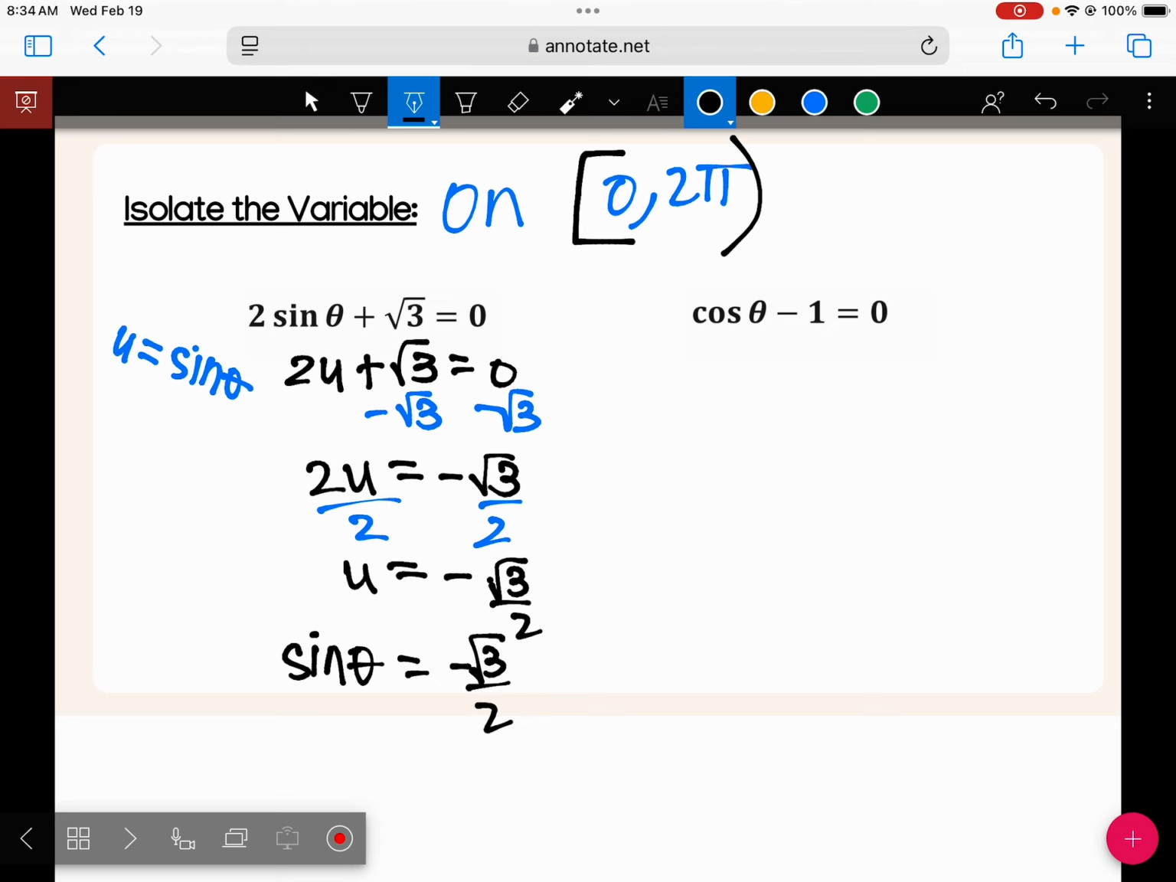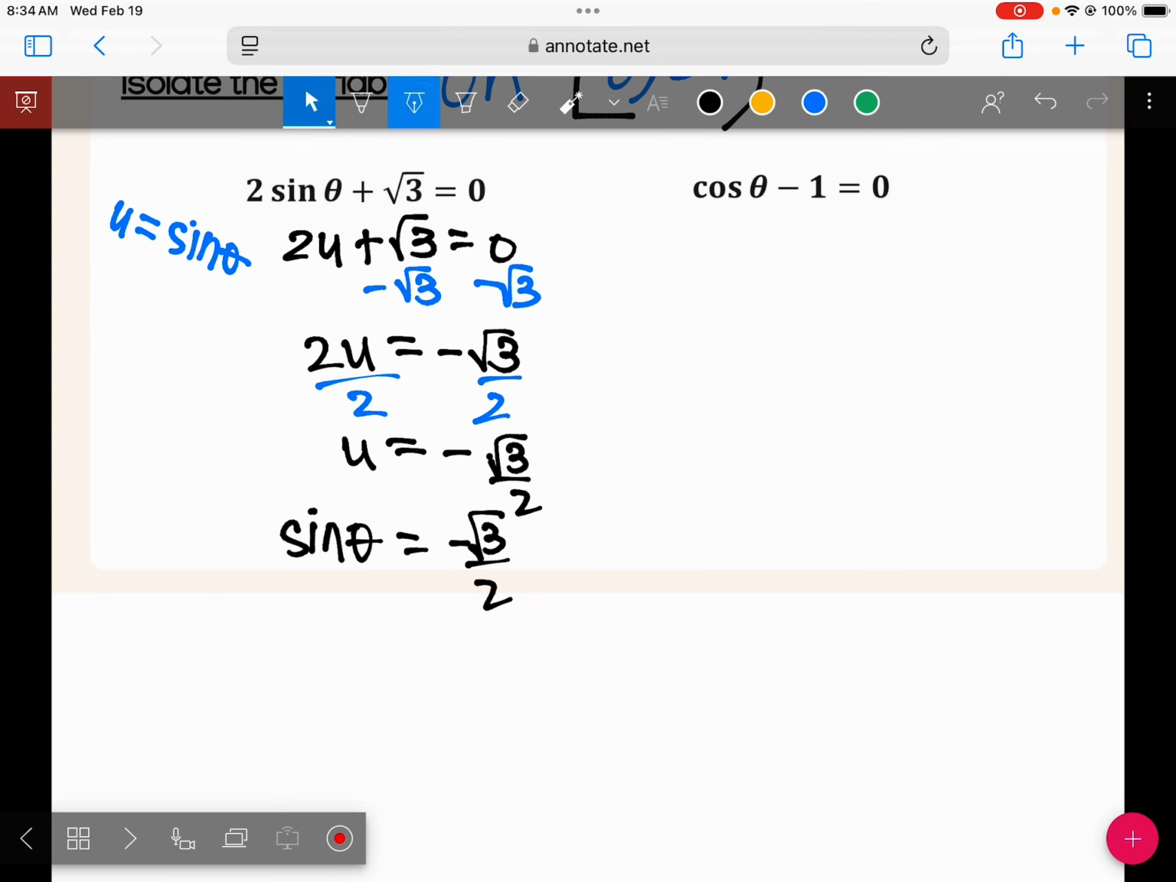So we find on our unit circle, where does sine equal negative root 3 over 2? Since it doesn't tell us find the general formula, we'll just simply state where on that interval it is at, which for sine negative root 3 over 2 is 4 pi thirds and 5 pi thirds.